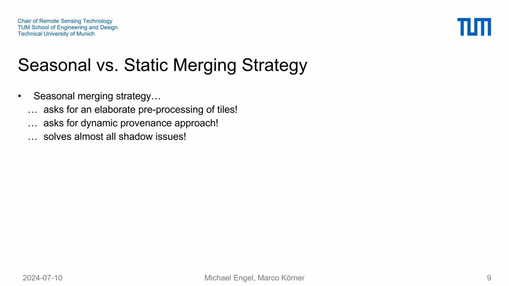Let's recap what we've seen so far. Our seasonal strategy asks for an elaborate pre-processing of the orbit. So remember the whole center line thing. Accordingly, it asks for a dynamic provenance approach depending on the latitudinal position, but it solves almost all shadow issues.